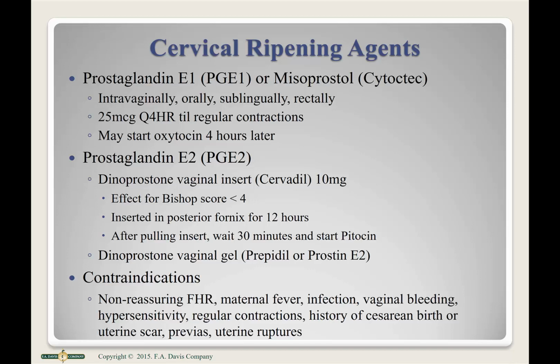We put the woman on the monitor. We do a non-stress test, or I'll tell you about those later. We'll do a test to make sure that the baby is looking good. And then 30 minutes later, we can start Pitocin. Okay? If during that 12 hours, the woman actually goes into active labor or her membranes rupture, we can just pull that Cervidil out and just go on with the labor.